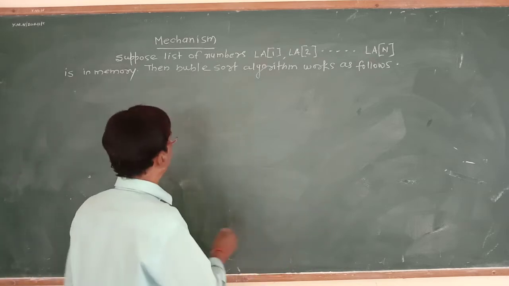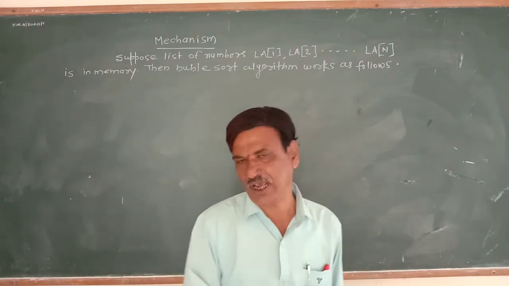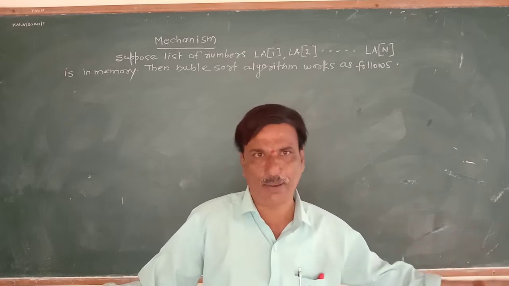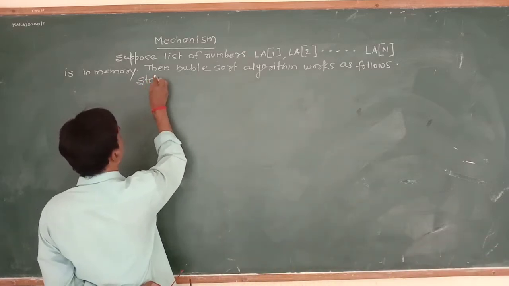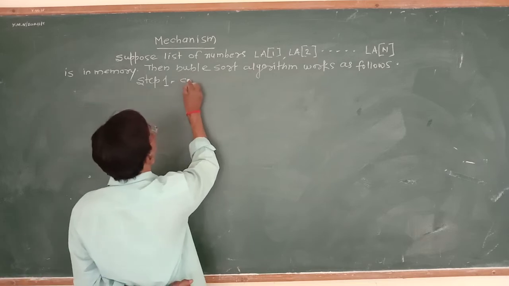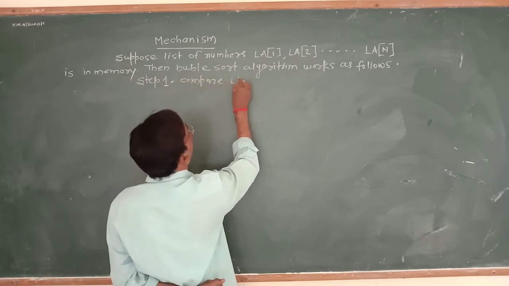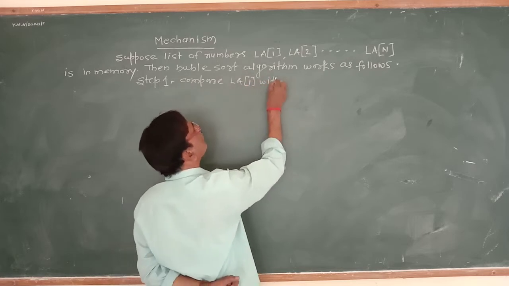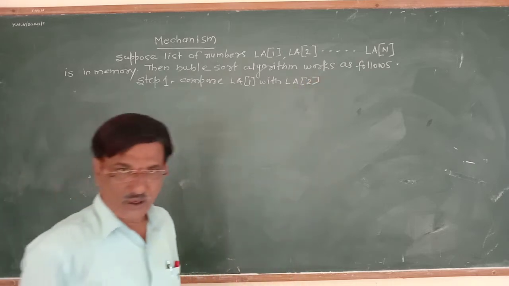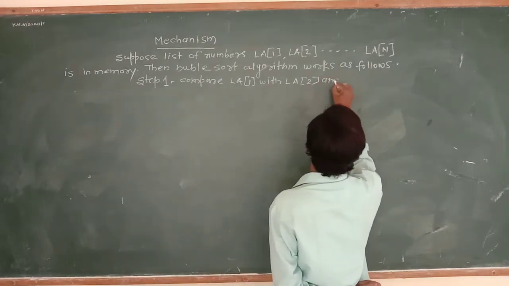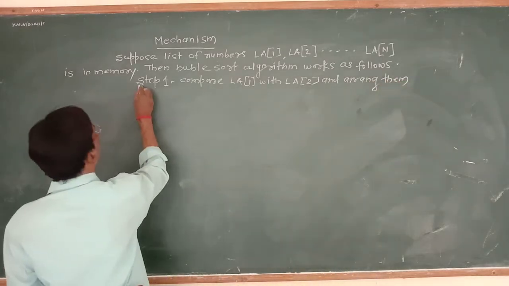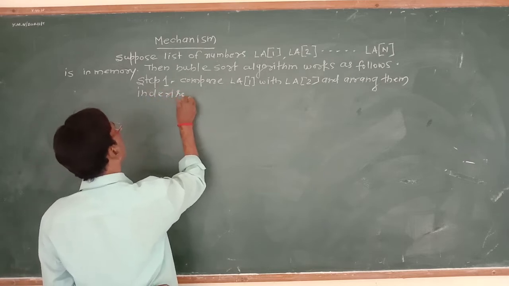How? We have seen for n number of elements, n minus 1 steps are there. And in the first step, n minus 1 comparisons are there. It means total number of elements minus step number. So step number 1: compare LS1 with LS2 and swap, or arrange them in desired order.